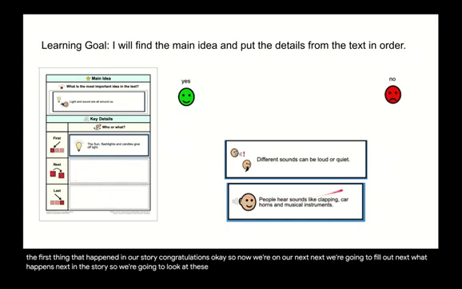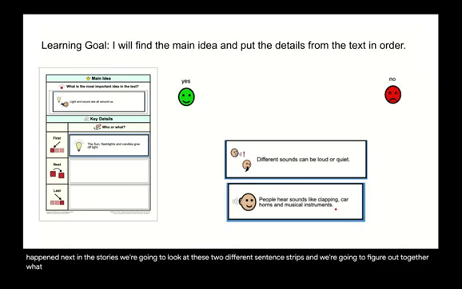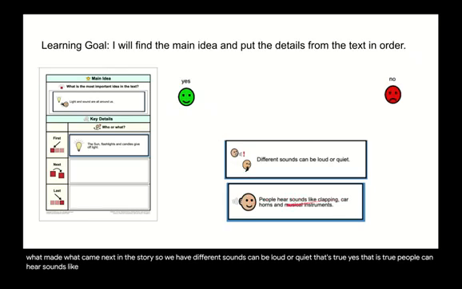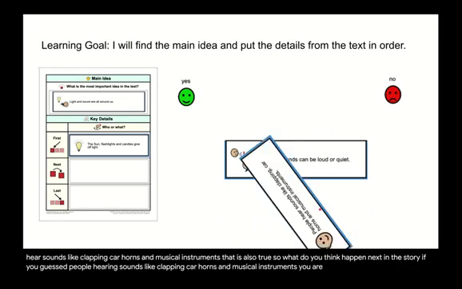So we're going to look at these two different sentence strips and we're going to figure out together what came next in the story. So we have different sounds can be loud or quiet. That's true. Yes, that is true. People can hear sounds like clapping, car horns, and musical instruments. That is also true. So what do you think happened next in the story? If you guessed people hearing sounds like clapping, car horns, and musical instruments, you are correct.